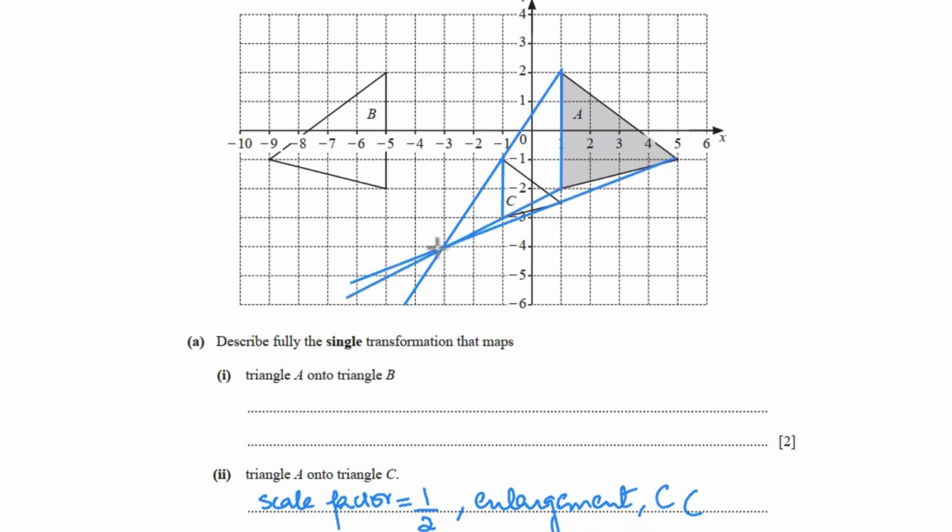As you can see, all three lines are passing through this point, which is -3 and -4. So the point where all three lines intersect, that is your center of enlargement.